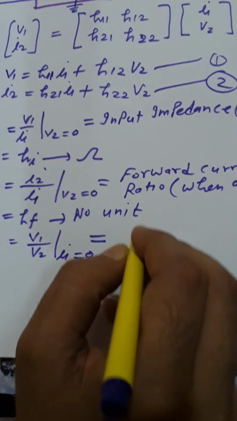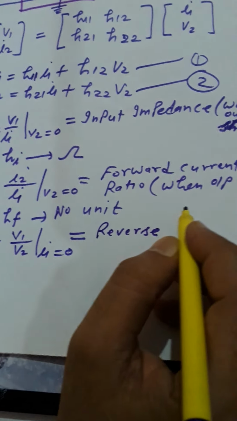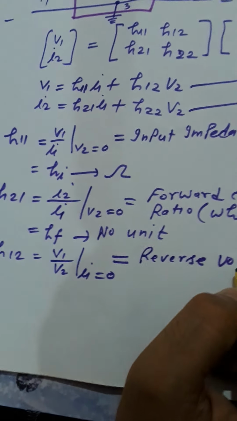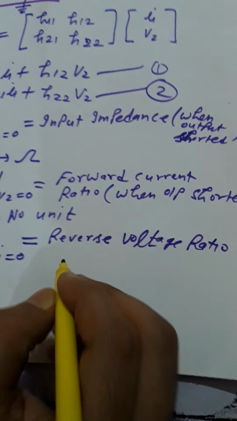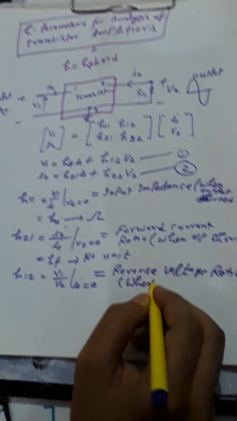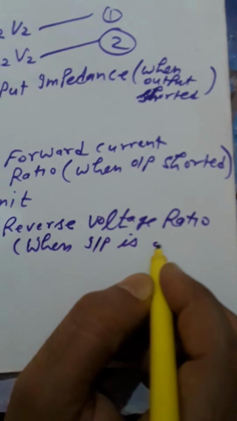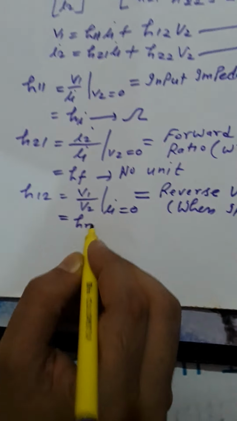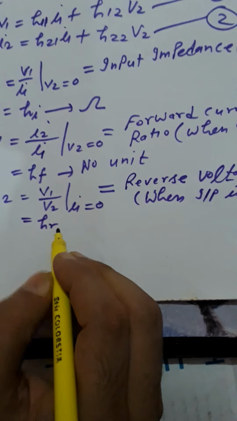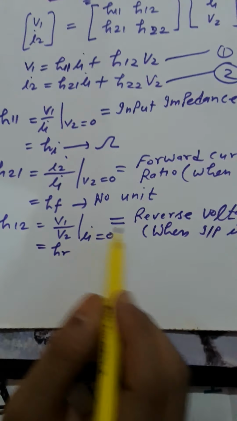So here, what is the name of this? It is known as reverse voltage. It's a ratio of voltage v1 by v2. So write reverse voltage ratio, right? Under the condition when input is open, that means when I1 is 0. Let me denote this parameter by HR. It's a ratio of V1 by V2, input voltage by output voltage, that's why we call it reverse.